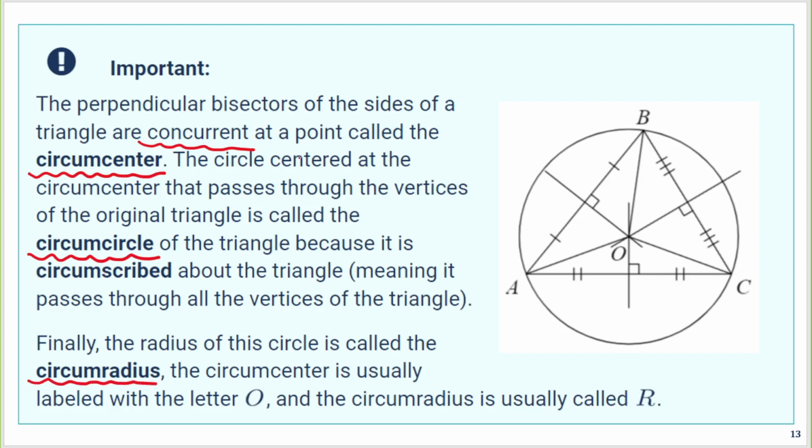And finally, the radius of this circle is called the circumradius. So we have a few trivial concepts here you should remember: circumcenter, circumcircle, and circumradius. Circumcenter is usually labeled with the letter O, and circumradius is usually called uppercase R. Okay, I'll give you 1 minute to have a look at the concepts here. What is circumcenter, what is circumcircle, and what is circumradius?